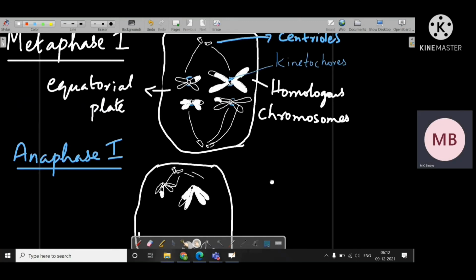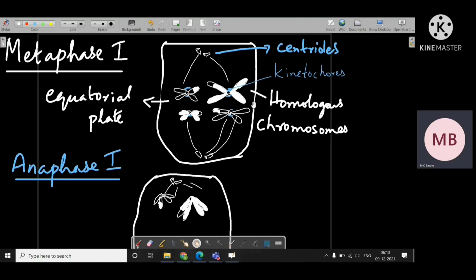Chromosomes were attached during the metaphase 1 stage. These homologous chromosomes will be separated towards both the poles.